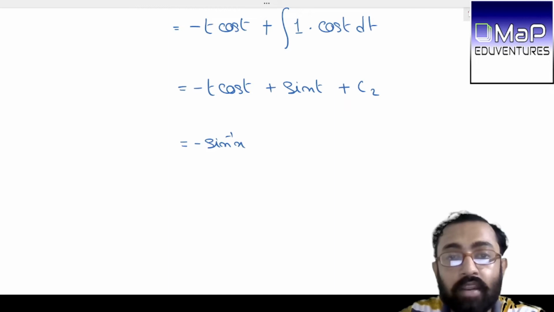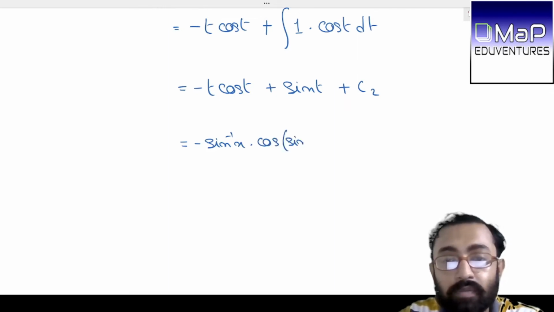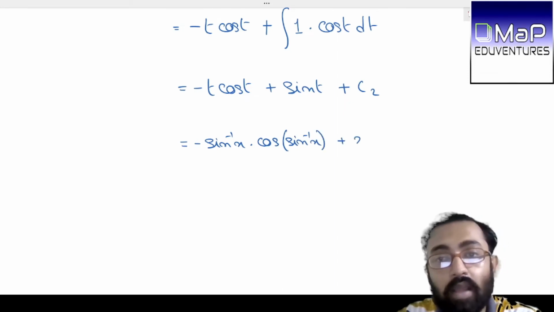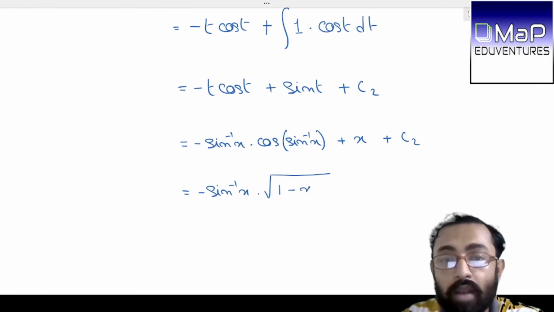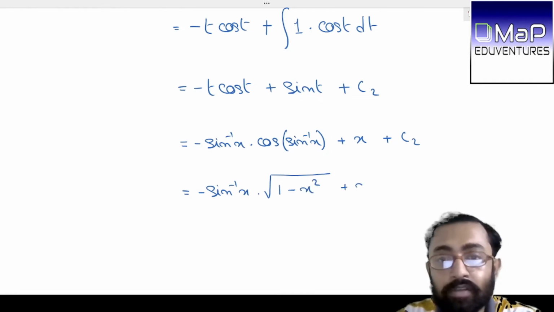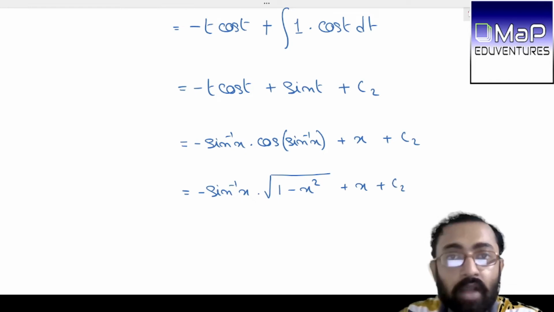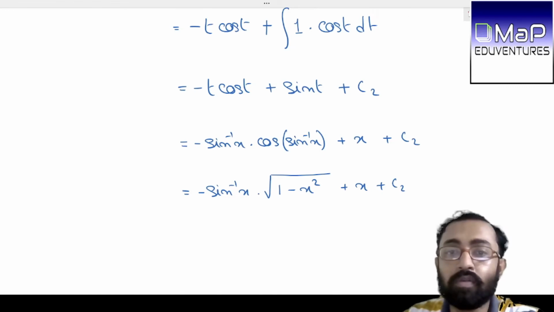So minus sin inverse x into cos of sin inverse x, plus sin t becomes x directly, plus c2. All right, so after writing minus sin inverse x, don't leave it here, because cos of sin inverse x, using inverse trigonometry we can eliminate, and it will be square root of 1 minus x square. Okay, all right, so this is your final form.